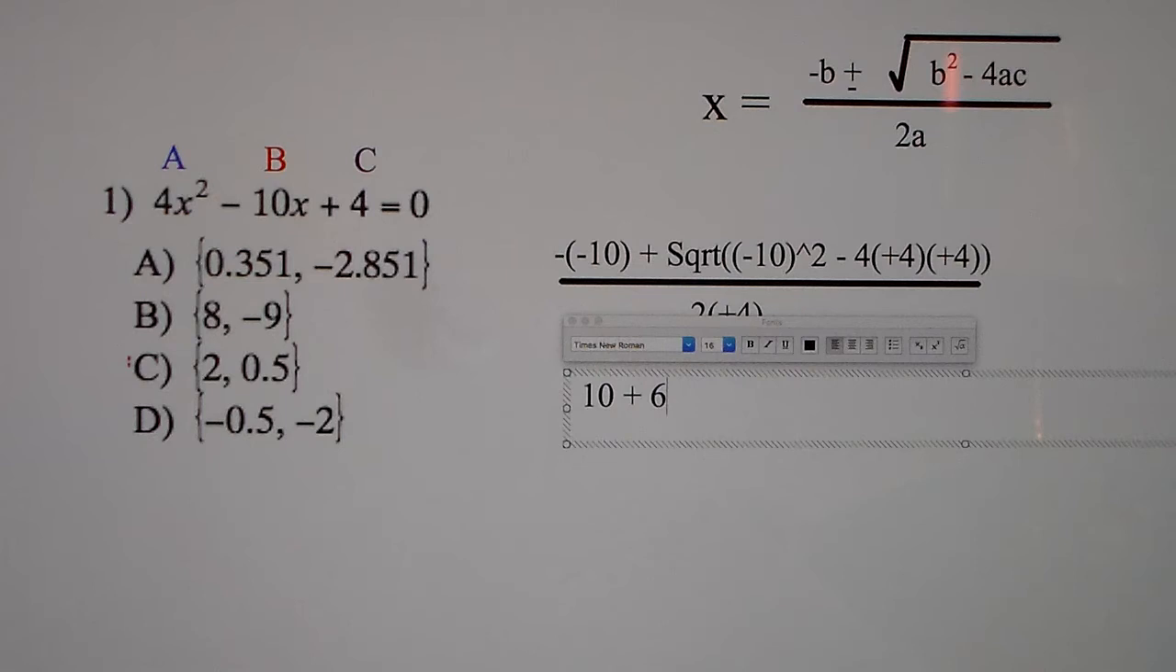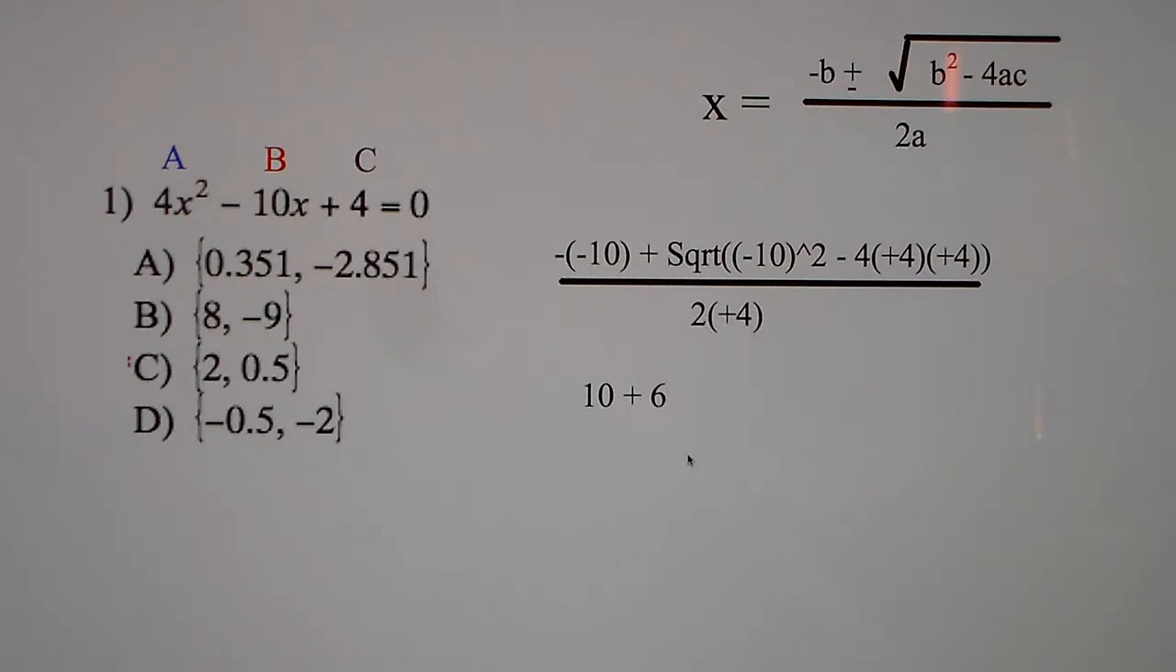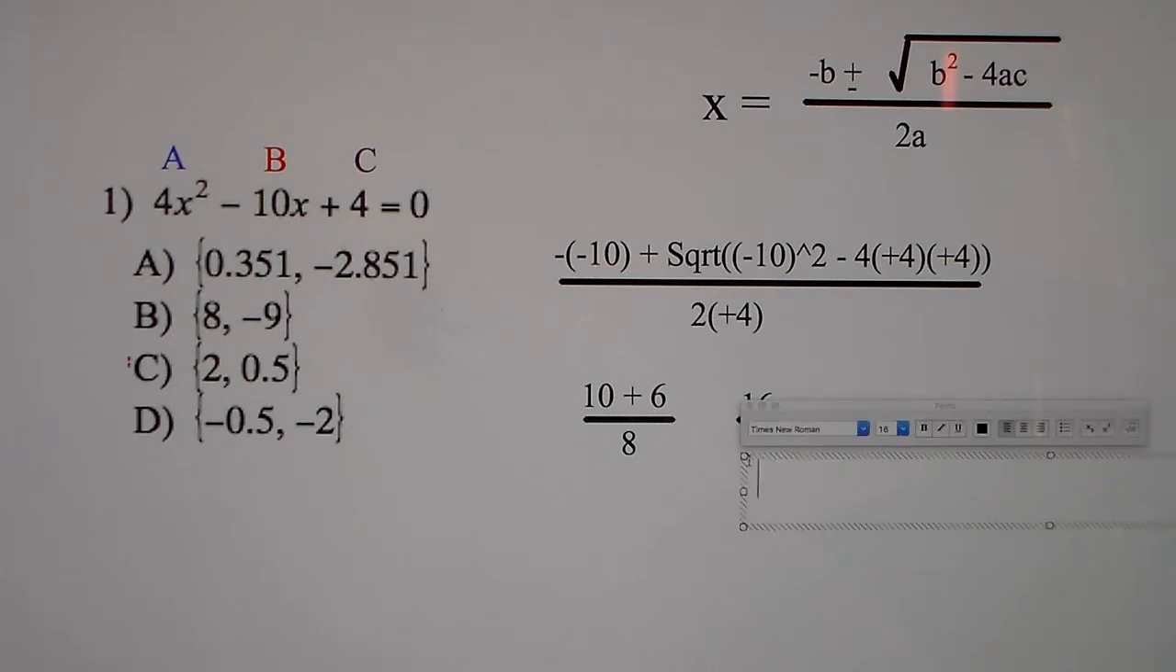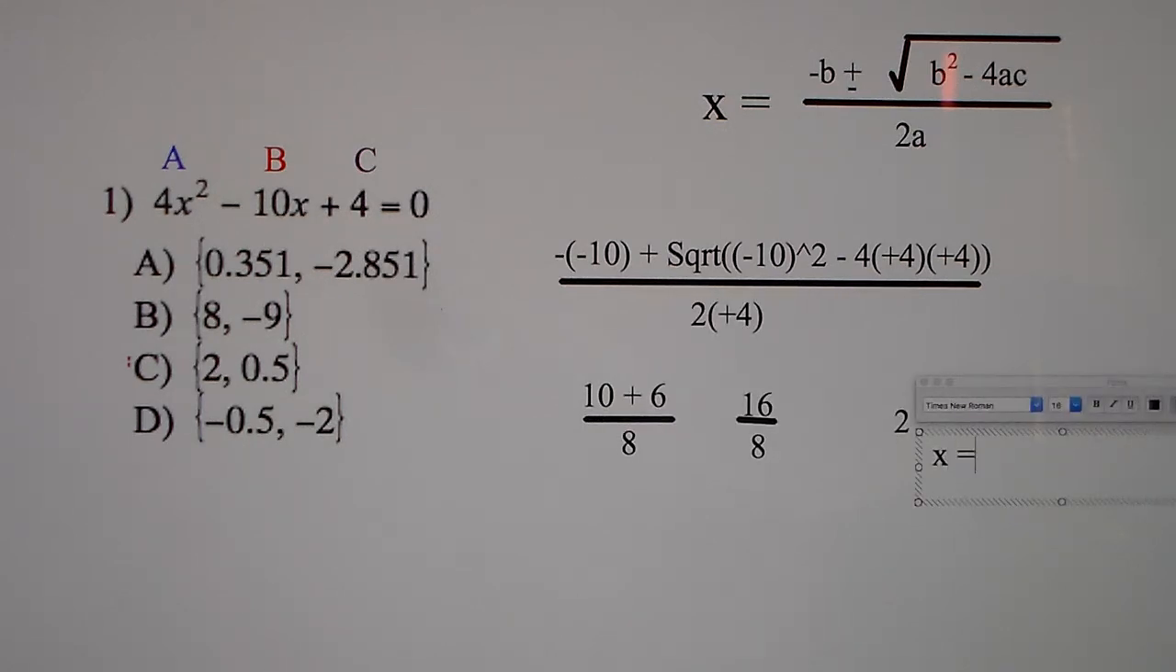So you got 10 plus 6, and then over 2 times 4, which is 8. Ten plus 6, you guys know, is 16. And 16 divided by 8 is 2. So 16 divided by 8, which gets us 2. So x equals 2. That's when we use the plus sign.